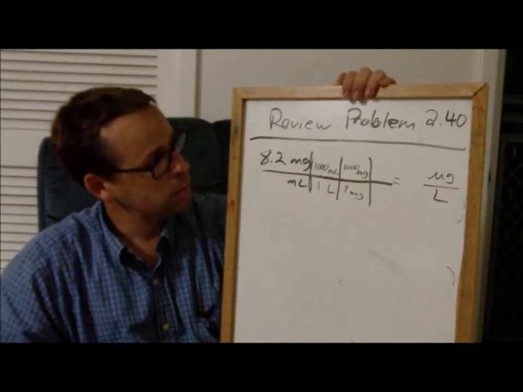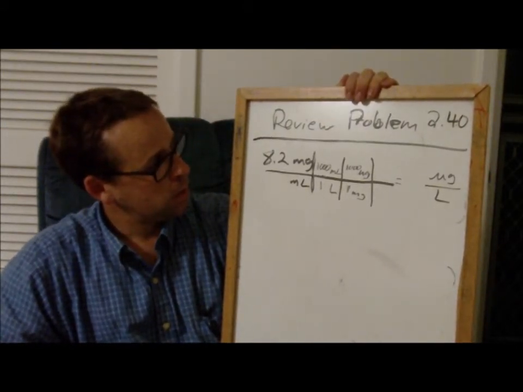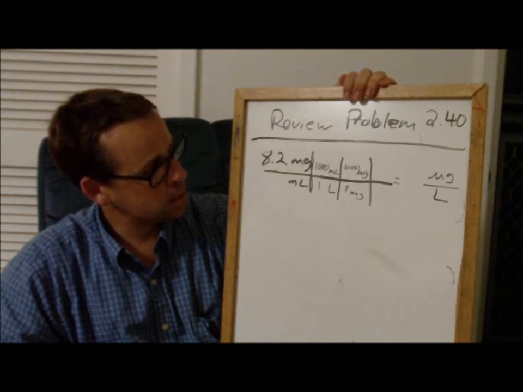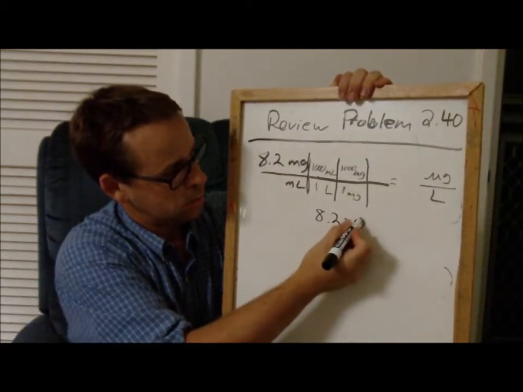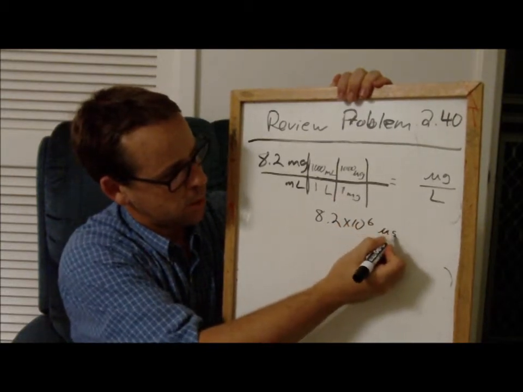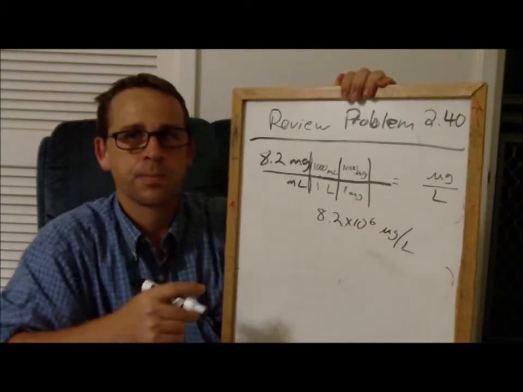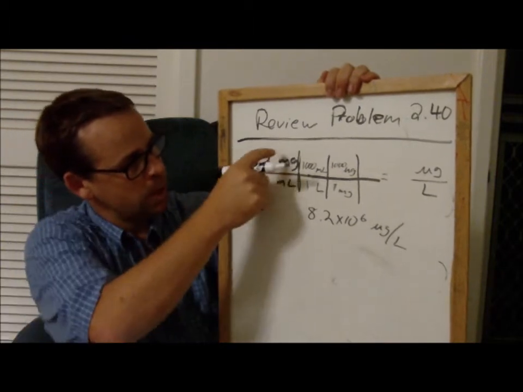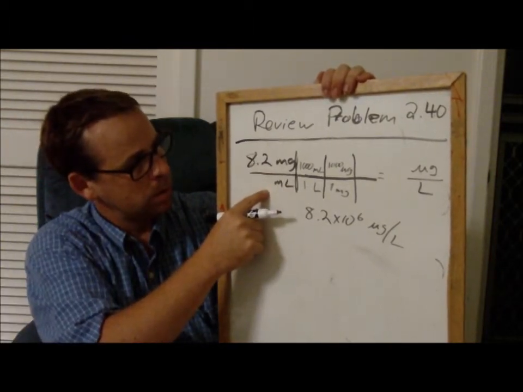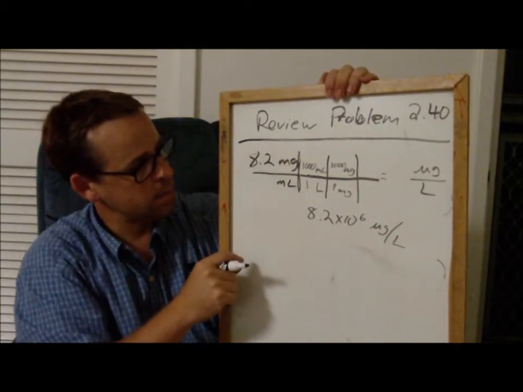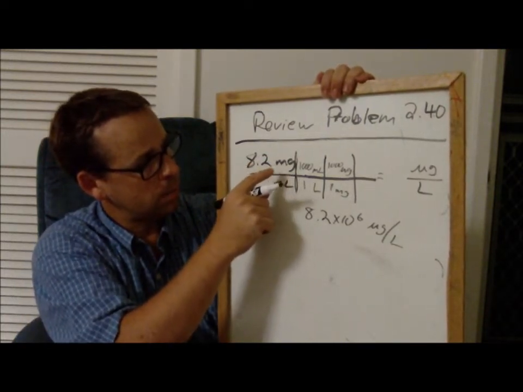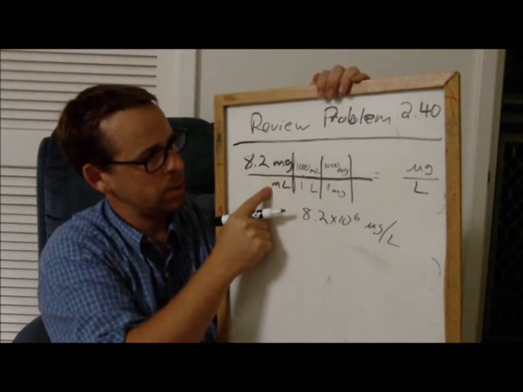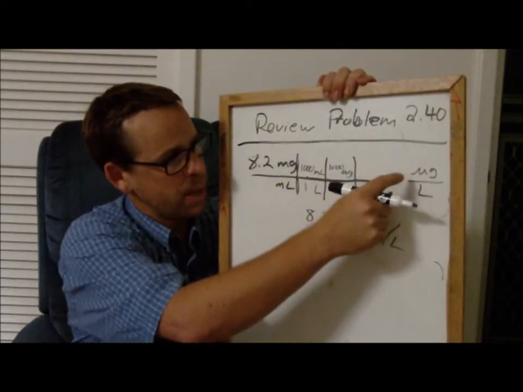Alright, so 8.2 times 10 to the 6th micrograms per liter. Okay, so we have that many milligrams for every milliliter. It would be 1,000 times more, or 8.2 times 10 to the third micrograms per milliliter, and then 1,000 more to go to micrograms per liter.